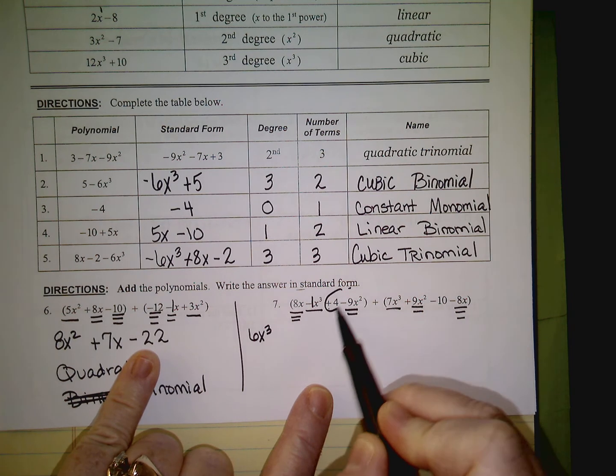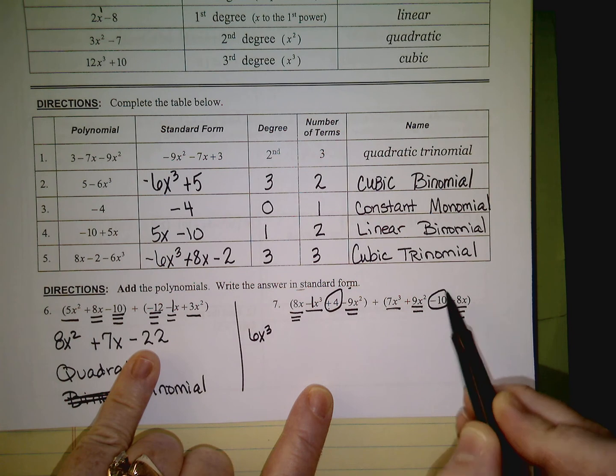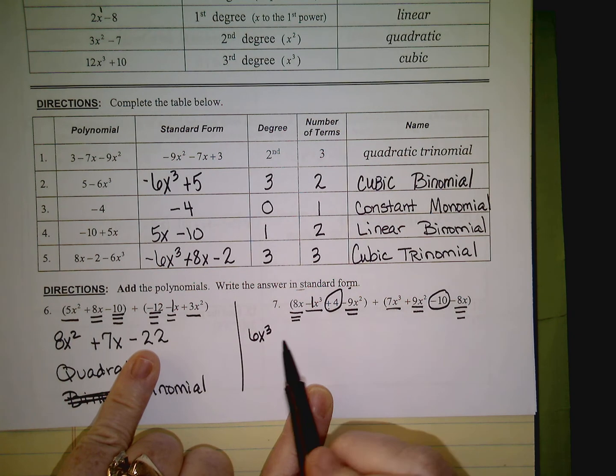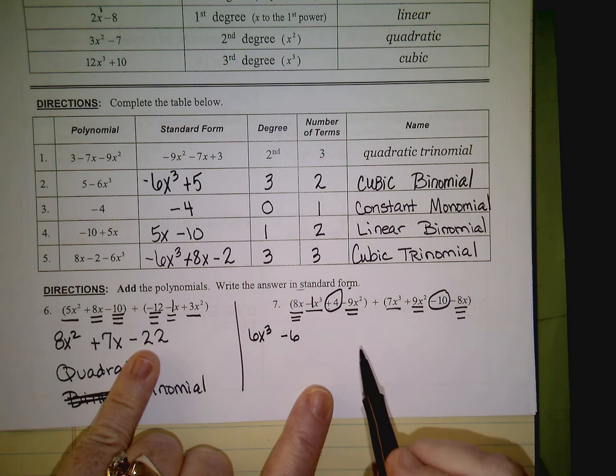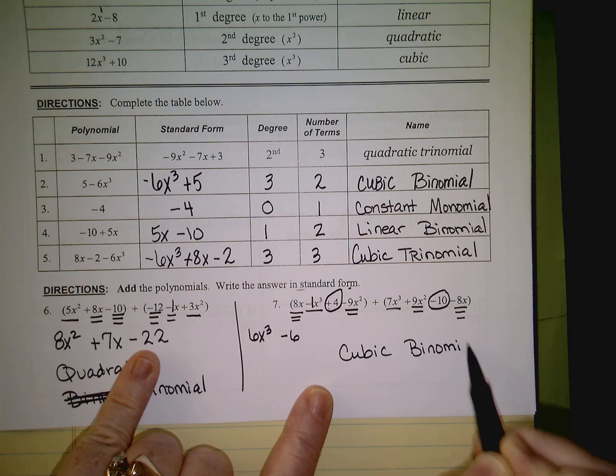So then I'm going to circle my regular numbers. Positive 4 and negative 10. When I combine those, I get negative 6. Nobody asked me, but I'm going to go ahead and tell you it's a cubic binomial. Okay?